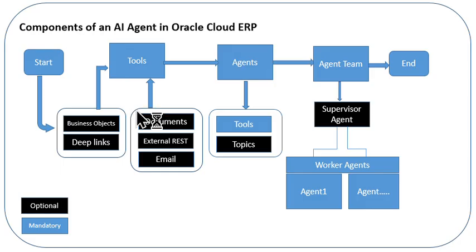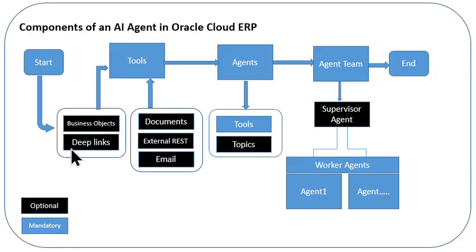The business objects and the deep links are, as you can see, put in a separate box from the other three, because for the business objects and the deep links, you have separate screens to define them. Business objects are used to invoke any of the REST APIs that you would want to use to build your agent. It could be as simple as querying the details of an invoice, or updating the invoice details based on certain criteria.